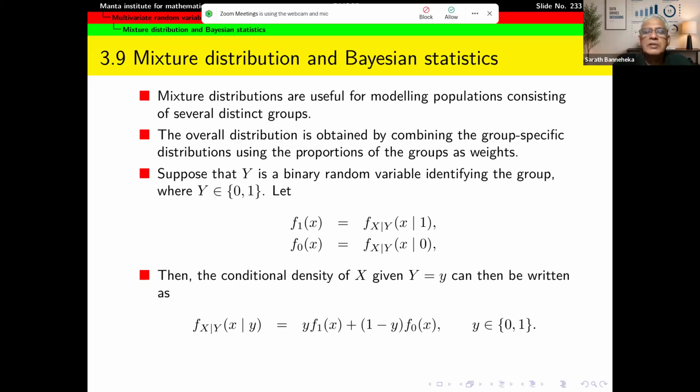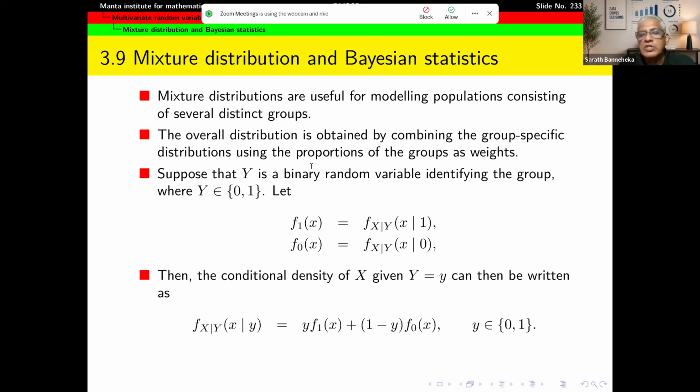Hello, welcome back to part two of this lecture on mixture distribution and Bayesian statistics. In this part, we will go into a new topic also. But let me just briefly recall what we discussed in part one.